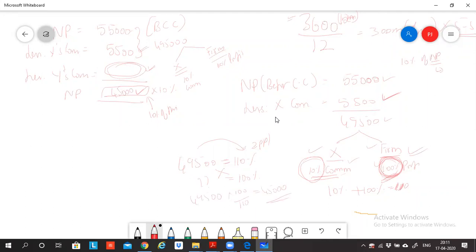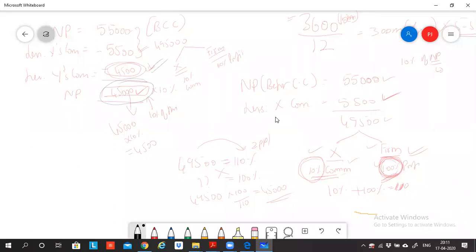Right? This portion. And the question says that X will get commission on this net profit. So 45,000 into 10% gives 4,500. If I put 4,500 here, then 55,000 minus 5,500 minus 4,500, I should get 45,000 rupees as the answer. If I am getting 45,000 rupees as the answer, then Y's commission is correct.